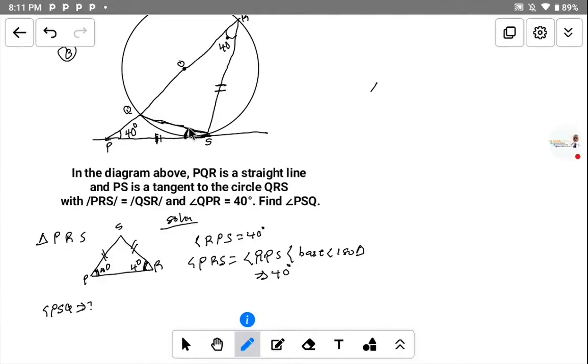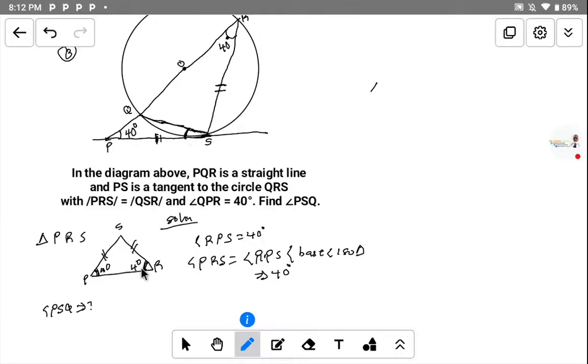It says that the angle formed between a chord and a tangent is equal to the angle in the alternate segment. What will be the alternate segment? The angle that lies in the alternate segment to this angle we have here is this angle here, which is 40 degrees. So that means this angle here is equal to the angle we have at S. The angle R here is equal to 40.